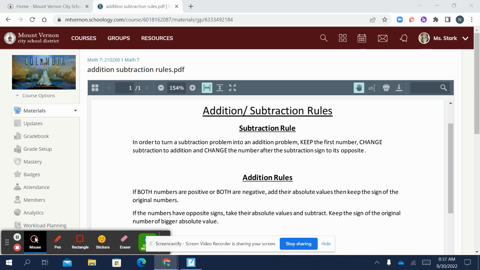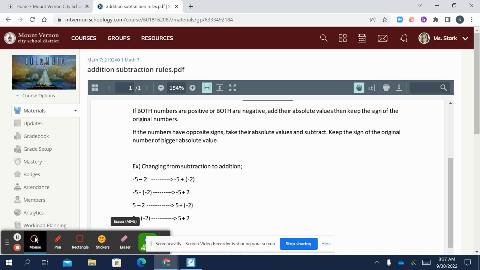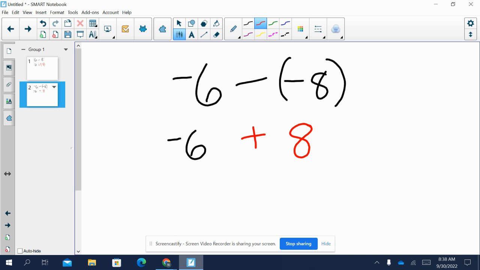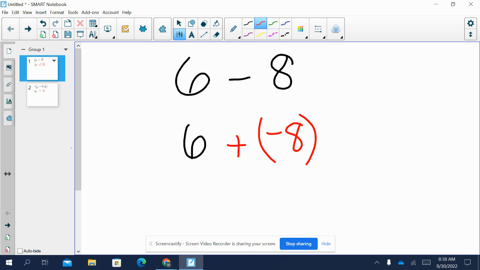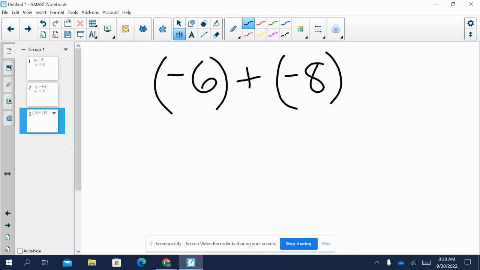And so now we have to understand addition a little bit more. Our addition rules tell us that if both numbers are positive or both numbers are negative, then we take their absolute values and we add them together and then take the sign of the original number. So let's look at another example. Let's say negative 6 plus negative 8. So there's no keep, change here because we're already in addition.